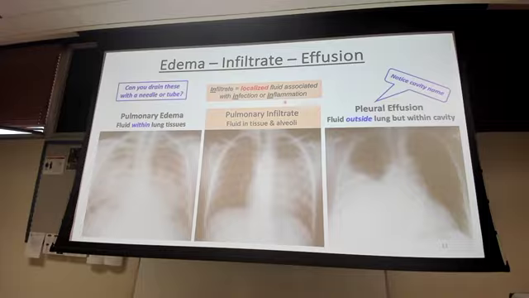So sometimes radiologists won't say pulmonary edema. They might, but most of the time they're going to say that this patient has pulmonary infiltrates. And that should key you in that maybe it's potentially an infectious process. Now, it doesn't necessarily mean it's infectious, but most of the time that's what that means, okay?